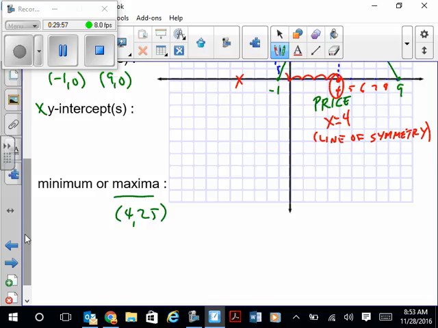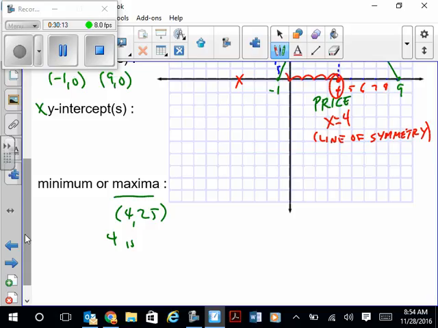So 25? Do you use both numbers, or do you use just one? I guess we put the 25 in parentheses. 25 is the maximum profit on that part.